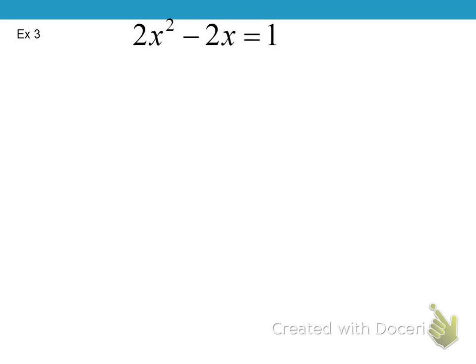Okay, before we start singing, what do we have to do? Yeah, it has to be equal to 0 before we can use the quadratic formula. So 2x squared minus 2x minus 1 equals 0. What's my A? 2. What's my B? Negative 2. What's my C? Negative 1.